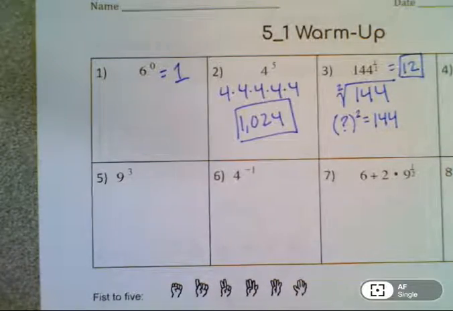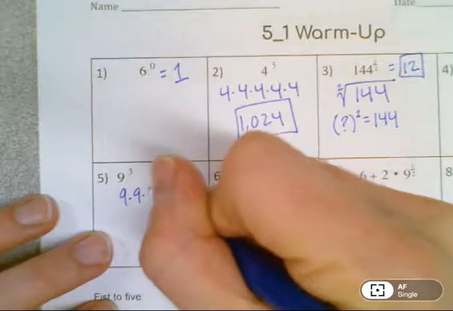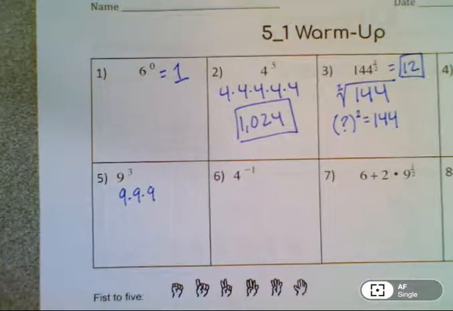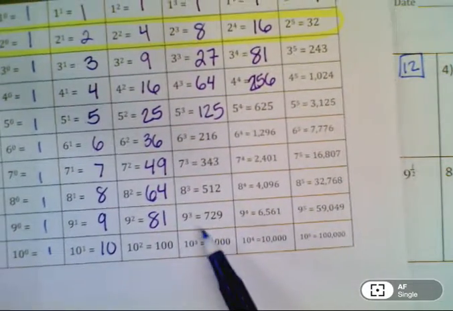Moving along, number 5. 9 to the third power, that means 9 times 9 times 9, but in terms of knowing the answer, I would just look on my chart. 9 to the third power is 729.